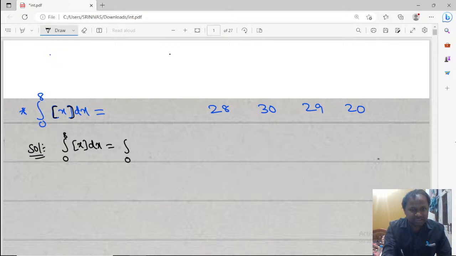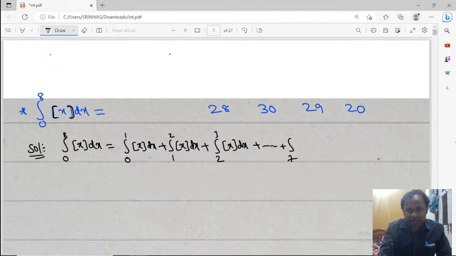split it as integral 0 to 1 step function of x dx plus 1 to 2 step function of x dx plus 2 to 3 step function of x dx plus and so on up to 7 to 8 step function of x dx. That is equal to what we get.